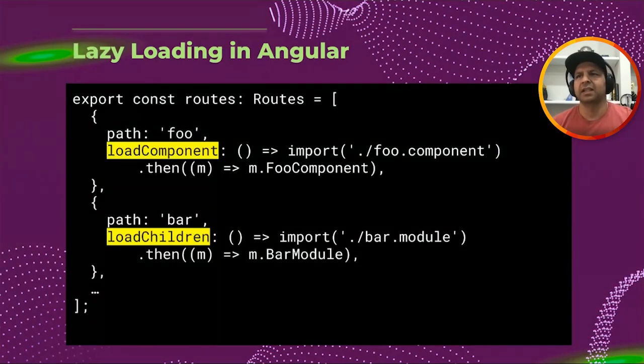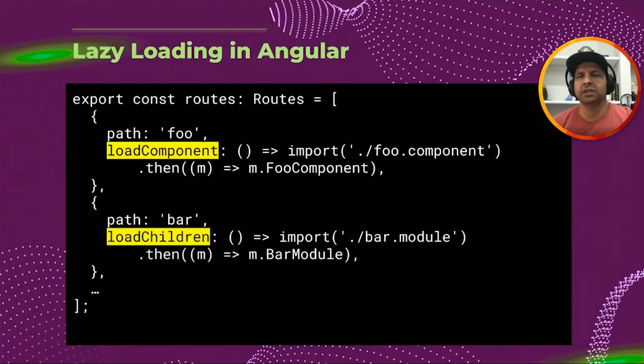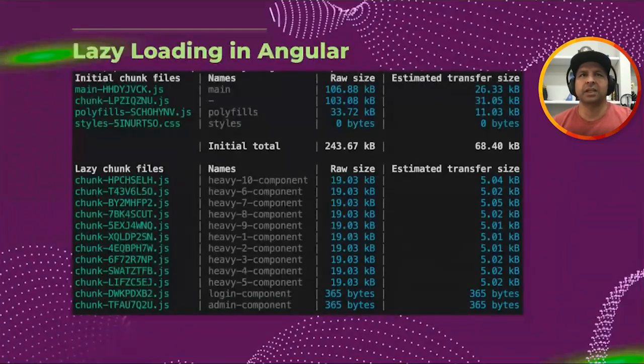Now, if I add the same amount of components from my previous example where you only saw 2, let's say I had 10 and lazy load them using this kind of configuration, then this is what I end up with. All right, so you can see my main bundle size went down to 106 kilobytes, and I didn't even do much, right? All I had to do is change my routing configuration to use loadComponent or loadChildren, and that's it.